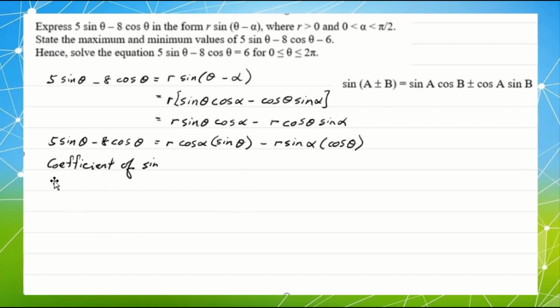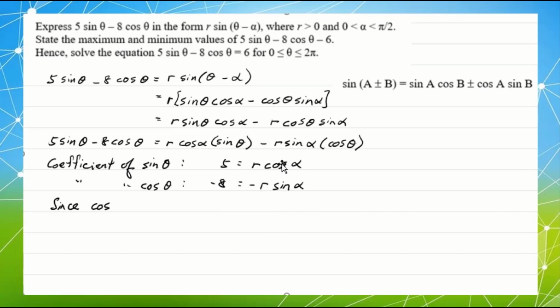First, we compare the coefficient for sine theta. On the left hand side, in front of sine theta is 5. On the right hand side, in front of sine theta, it is r cos alpha. For comparing cos theta, on the left hand side it is negative 8. On the right hand side it is negative r sine alpha. Now based on these two equations, we need to calculate r.